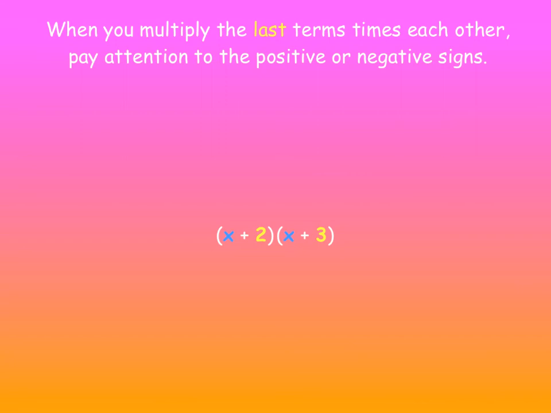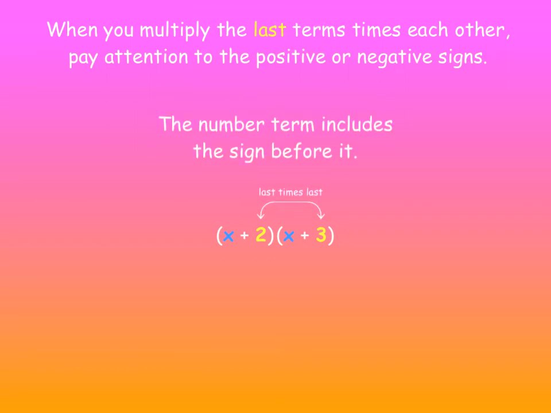When you multiply the last terms times each other, pay attention to the positive or negative signs. Here you see both signs are positive. Last times last, and the number term actually includes the sign before it. So it's not just 2, it's plus 2, or positive 2, times positive 3. Positive times positive gives us plus 6.